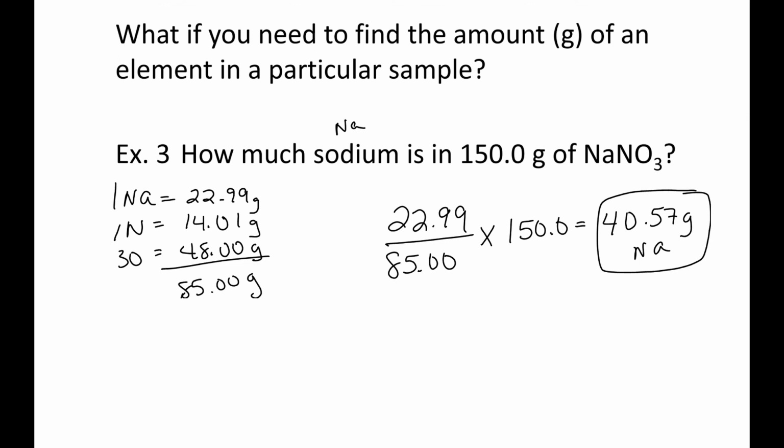If you were to do this, 22.99 divided by 85 gives you a decimal percent. And that's how you find the grams. You take the decimal percent, the decimal of it, times the amount, which is 150. I like to do it all in one step. It makes it a lot easier. So just remember, if you have to find the amount, it's the mass of the element over the mass of the compound times the sample amount. And that gives you the amount of sodium in that particular sample.